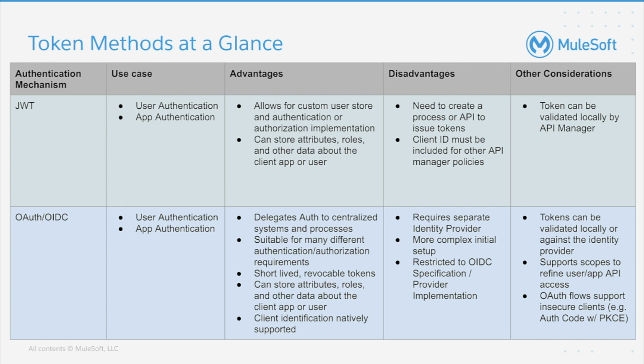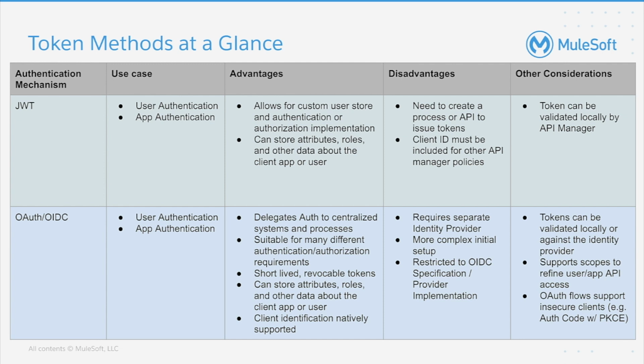If you're going to use this method, you have to create a process or API to be able to issue the tokens, and you also need a way to incorporate the client ID from the platform to be able to use other API manager policies like quality of service. The token can be validated locally by API manager using the JWT validation policy.